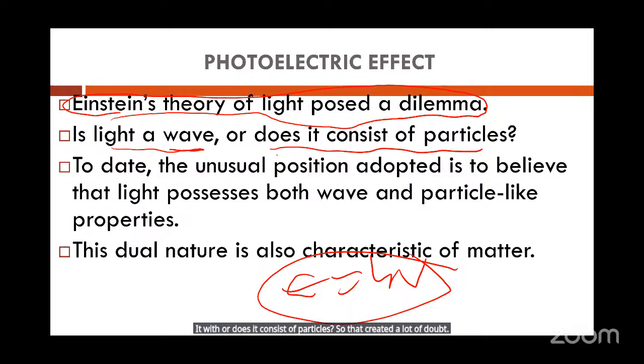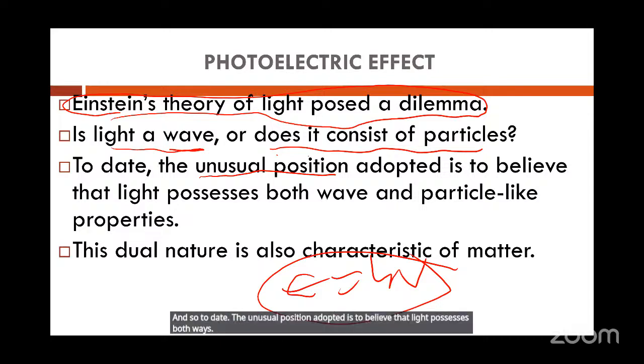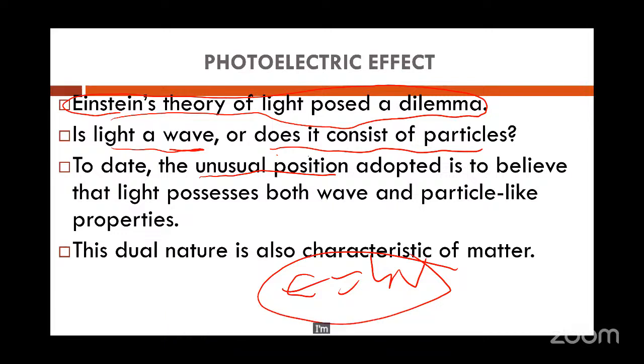And so to date, the unusual position adopted is to believe that light possesses both wave and particle-like properties. And so you can extend that to electrons, and that is what they've done. They've extended it to electrons, and with that, they've been able to use it to explain a lot of things.